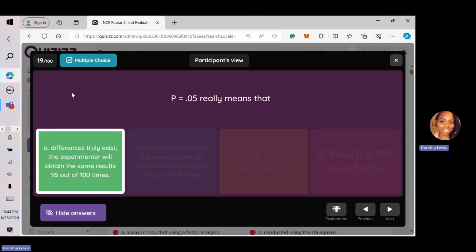So 95 out of 100 times, right? Because 95 plus 5 is 100, right? So remember I said we go off of 100. So if I do the same experiment, I will get the same results 95% of the time. The other 5% or 0.05 will be due to chance or error, right? This is a really good test, right?